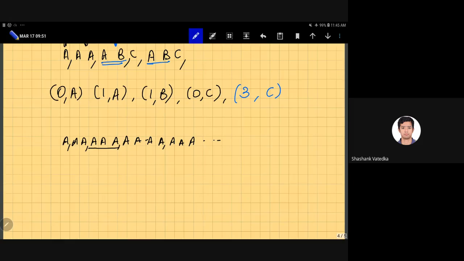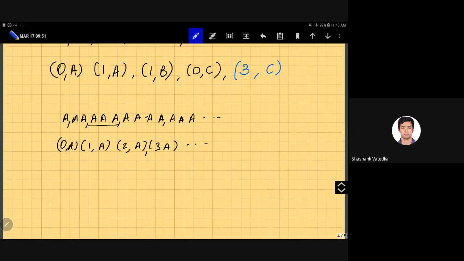So the encoding would be 0A, 1A, 2A, 3A, and so on. For this particular example, it is always the previous phrase followed by A. Correct? So this would be the LZ78 parsing.